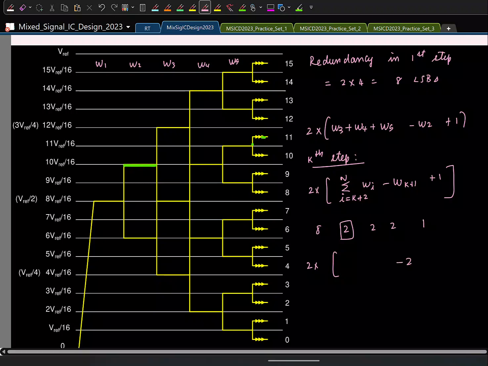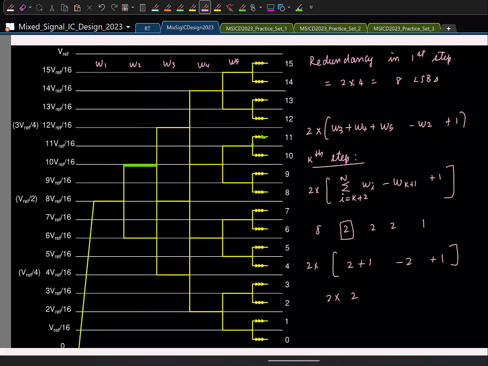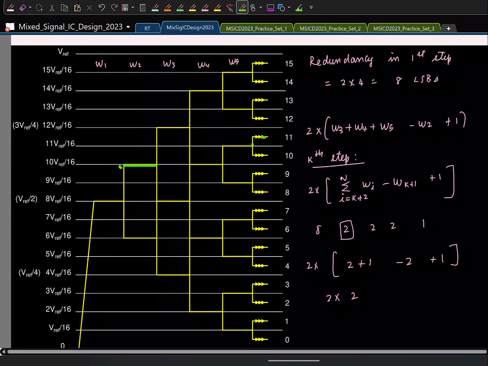Corrective steps is 2 plus 1, and then I am adding 1 here. So how much is this? 2 times 2. Okay. So on each side I have a redundancy of 2 LSBs. Let's check that. So this is the second step. Let us say I make an error by coming down. The maximum I can go up is till this much, and that is basically 2. Similarly on the bottom side I'll have 2.